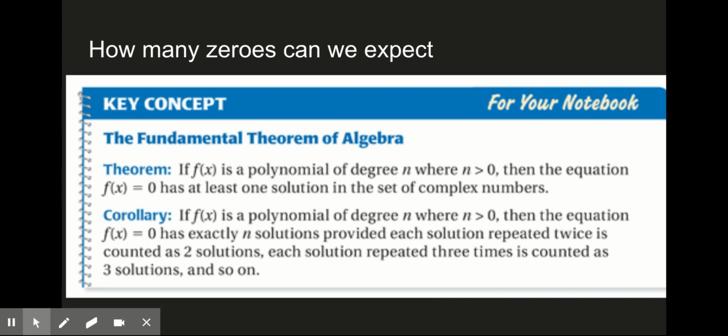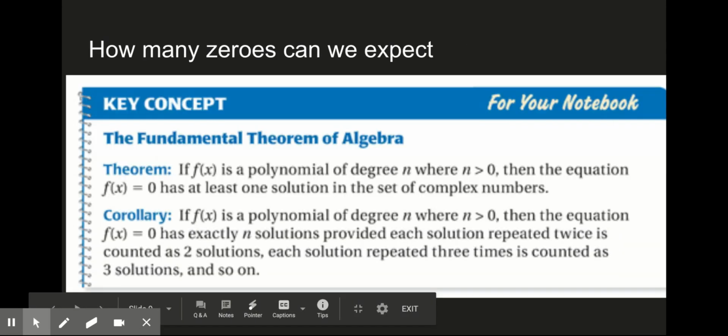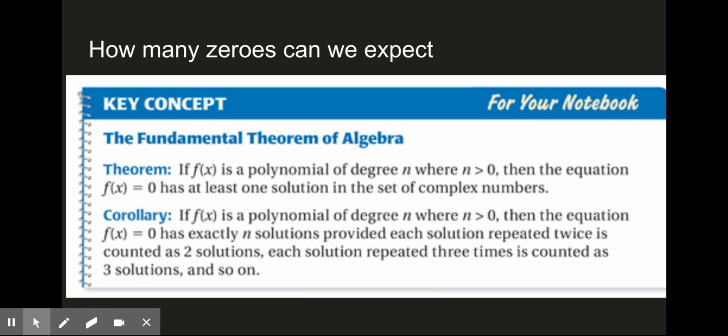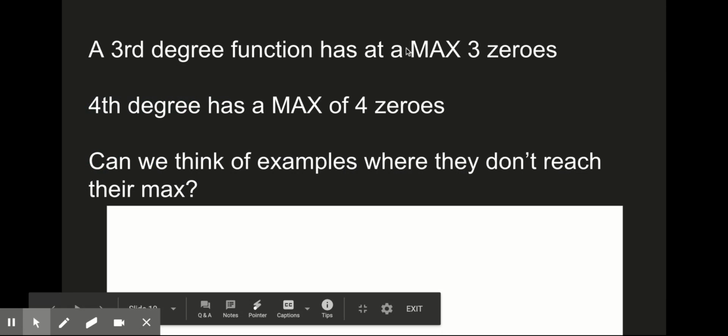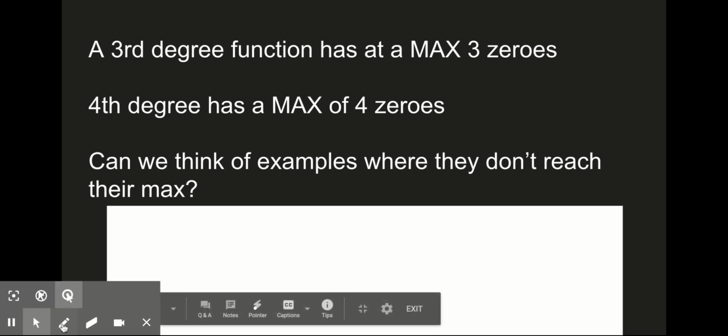And we can figure out how many zeros we can expect as being whatever the n degree is as the max. And we'll talk about what it means when sometimes you have a repeating zero, so that doesn't really count twice. That means the graph bounces off of it. So if we're a third degree function, we have a maximum of 3 zeros. If we're a fourth degree function, we have a maximum of 4 zeros.